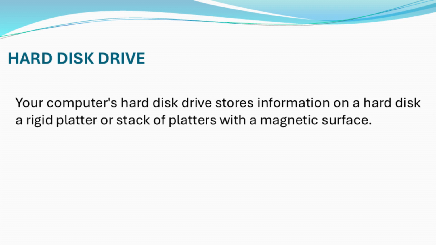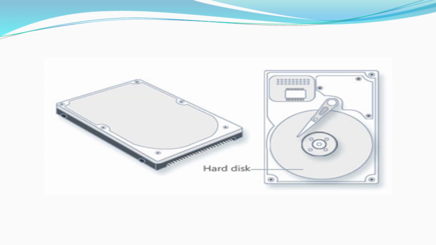Hard disk drive. Your computer's hard disk drive stores information on a hard disk, a rigid platter or stack of platters with a magnetic surface. Because hard disks can hold massive amounts of information, they usually serve as your computer's primary means of storage, holding almost all of your programs and files. The hard disk drive is normally located inside the system unit.